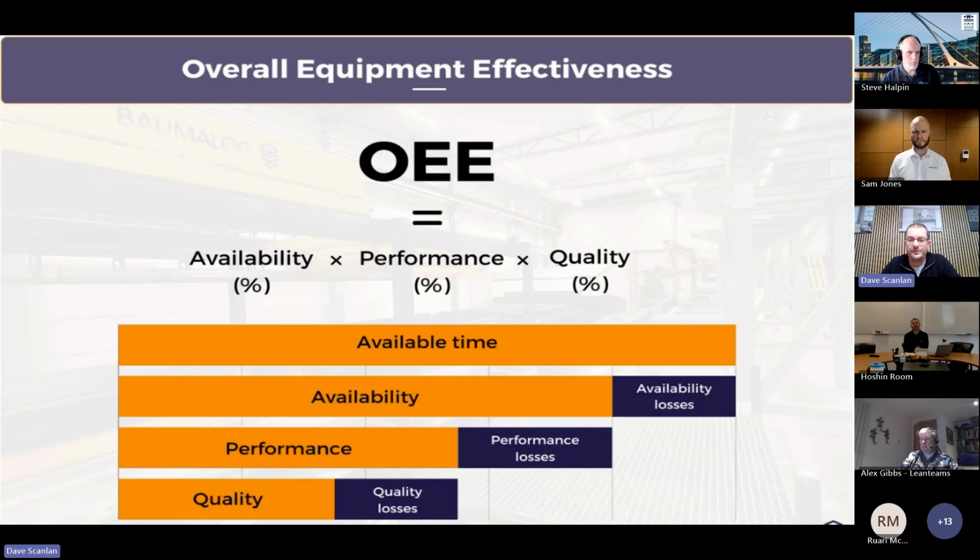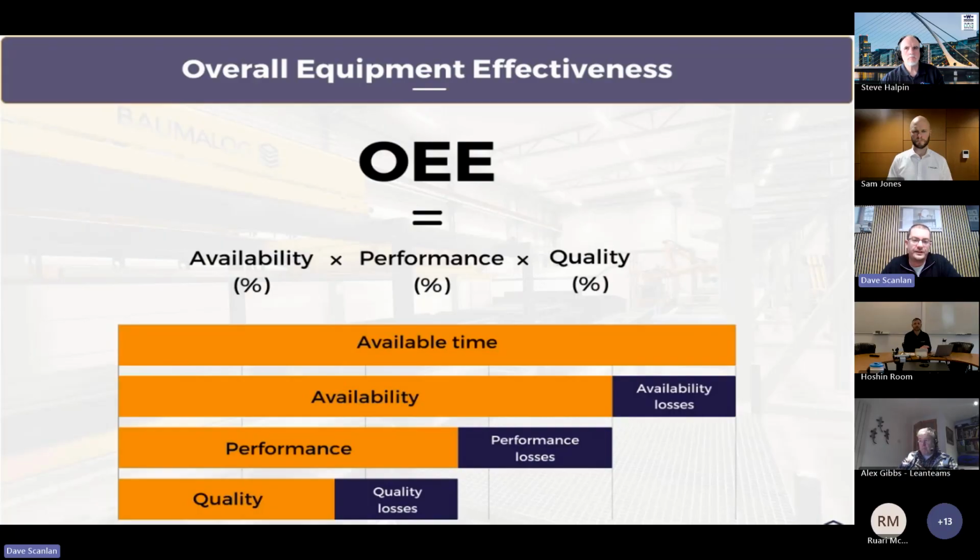So if you take the availability losses, that gives you a percentage of availability. Then you take that with your performance. So let's say for the time that you are available to actually run, are you running at the right speed? Have you any idle stops, waiting on forklifts, little small things that are not really breakdowns, but things that stop you making 100% of the available time that you have.